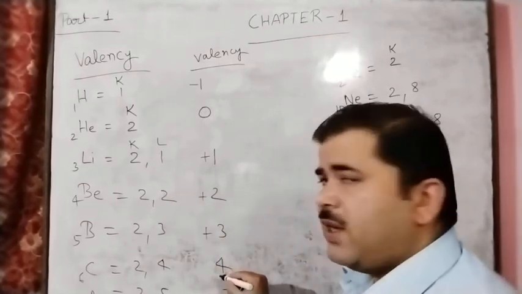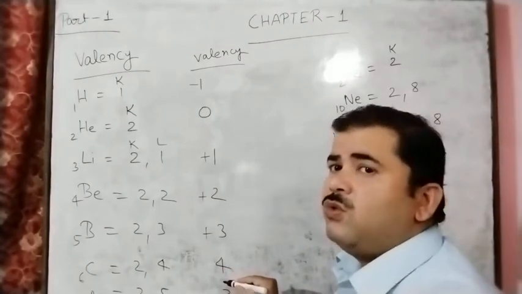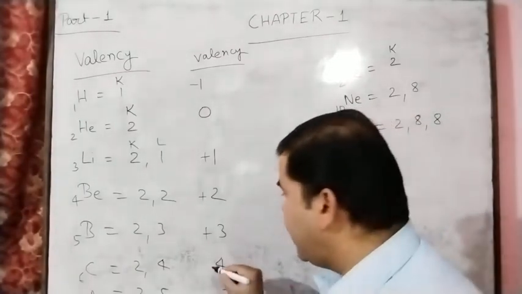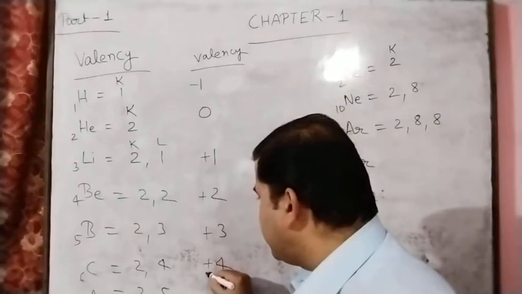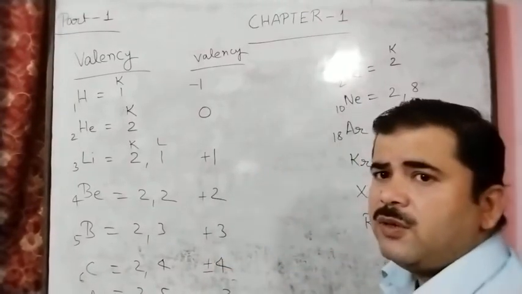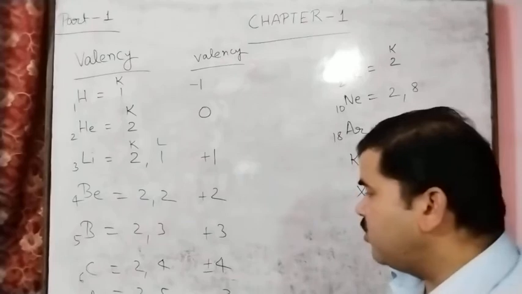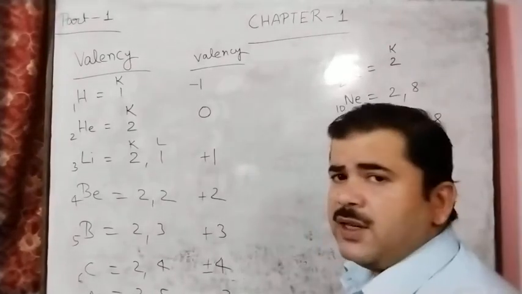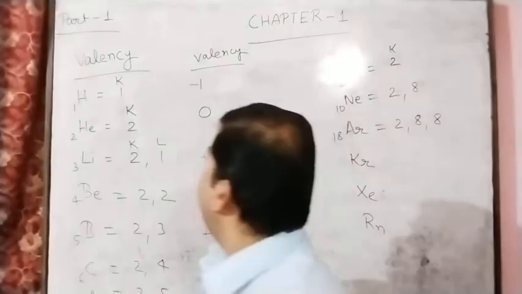And in the carbon case, carbon has the tendency to lose 4 electrons or gain 4 electrons. So we can write here plus minus, in this manner, plus minus. Nitrogen gains 3 electrons, so minus 3. So like this we can represent.